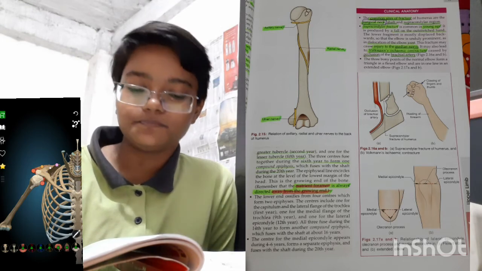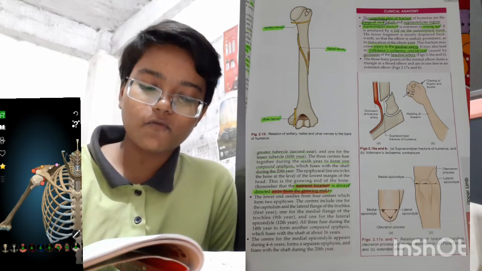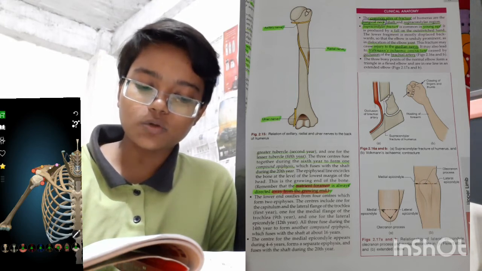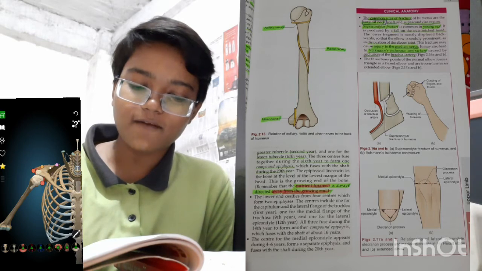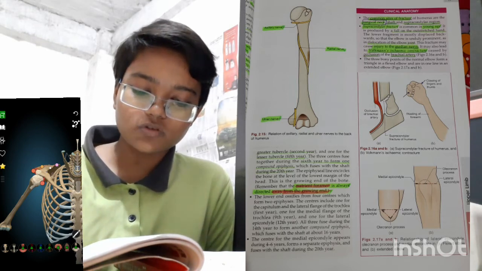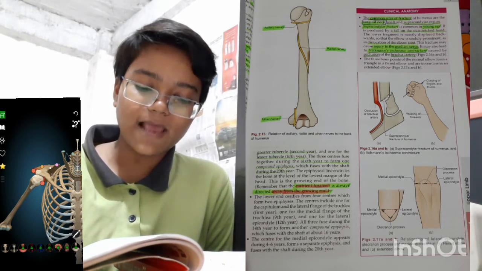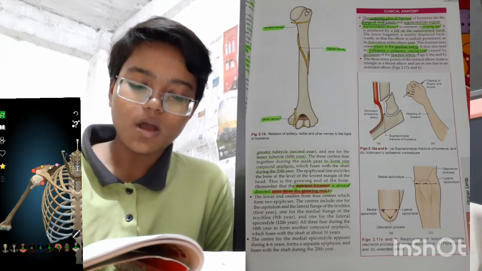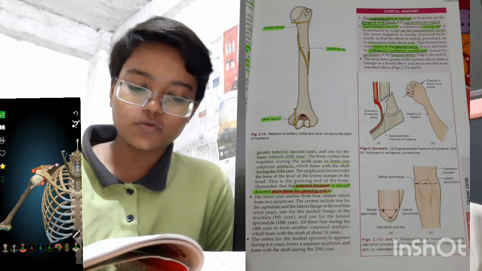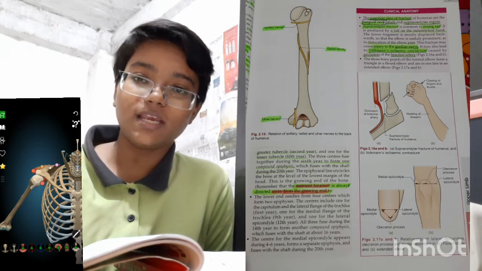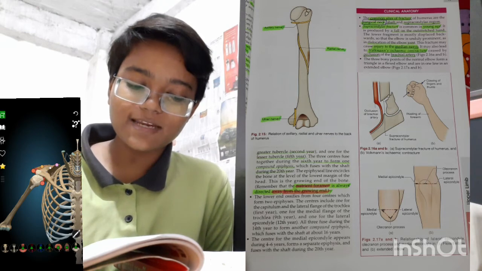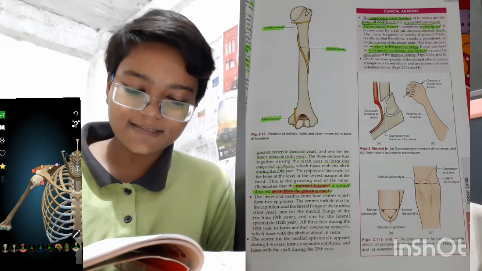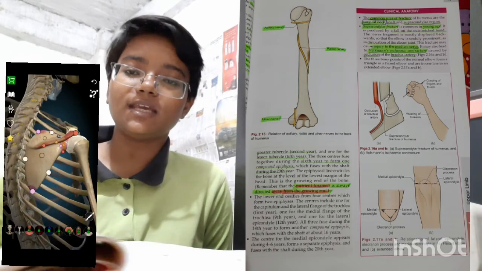The lower end ossifies from 4 centers which form 2 epiphyses. The centers include one for the capitulum and the lateral flange of the trochlea in the first year, one for the medial flange of the trochlea in the 9th year, and one for the lateral epicondyle in the 12th year. All 3 fuse during the 14th year to form another compound epiphysis, which fuses with the shaft at about 16 years. The center for the medial epicondyle appears during 4 to 6 years, forms a separate epiphysis, and fuses with the shaft during the 20th year.